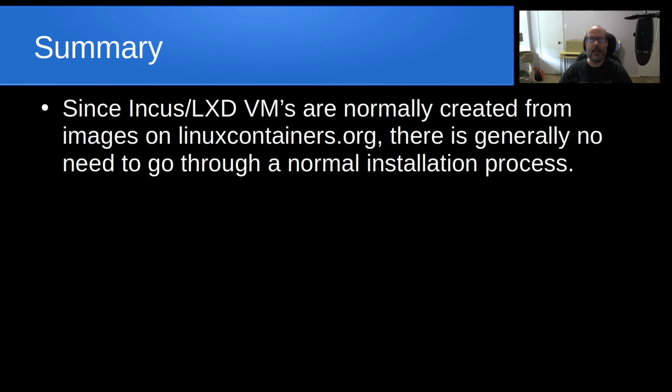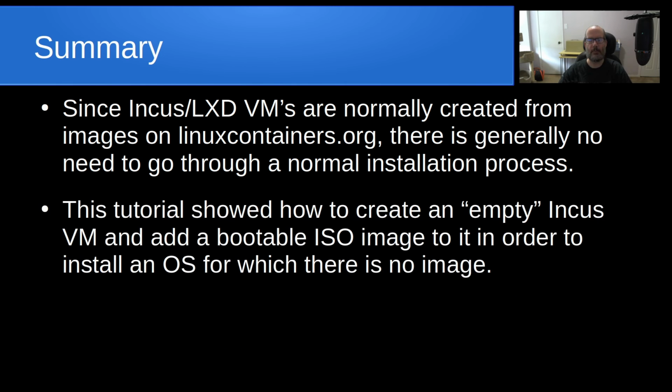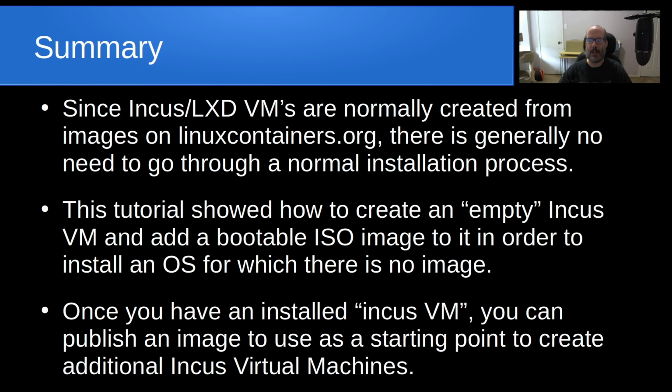So in summary, since Incus and LXD virtual machines are normally created from images on linuxcontainers.org, there is generally no need to go through a normal installation process. And this tutorial showed how to create an empty Incus virtual machine and add a bootable ISO image to it in order to install an OS for which there is no image. And once you have installed an Incus VM, you can publish an image to use as a starting point to create additional Incus virtual machines.